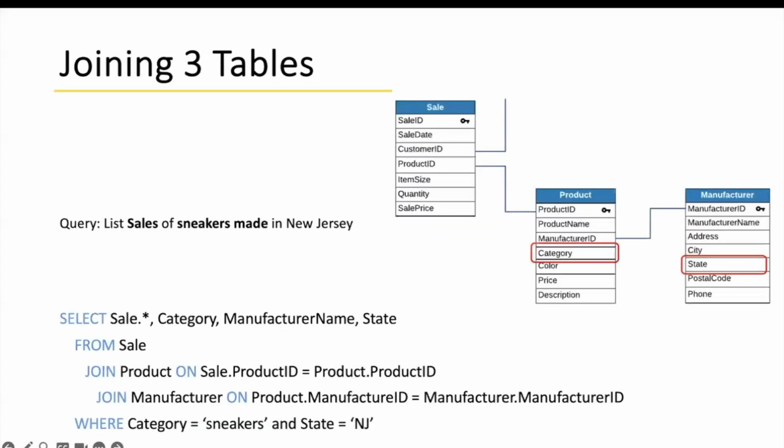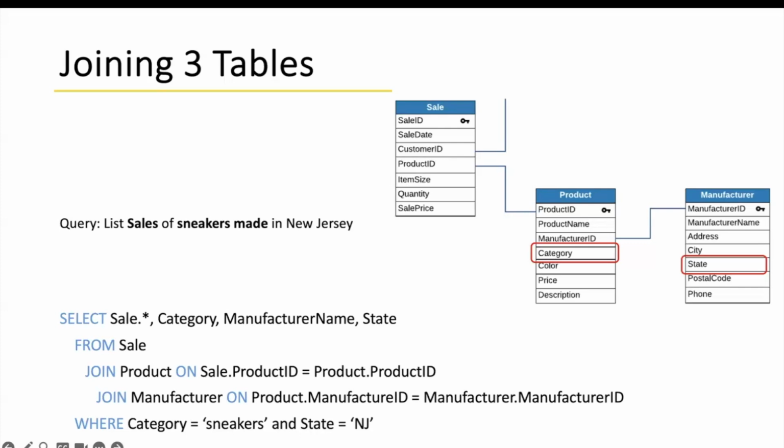Similarly, we can also join more than two tables. You can join three, four, or even more, while the queries become more complex and they are very common in real-world applications. In this example, we want to list the sales of sneakers that were made by manufacturers located in New Jersey.